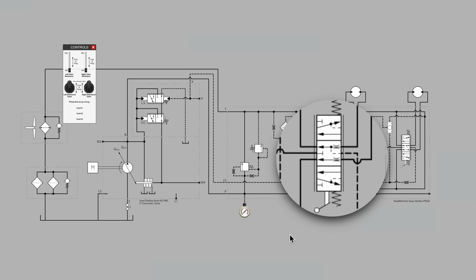The bars on each side of the directional control valve symbols let us know that these valves are proportional in nature, meaning that not only are they directional valves, they are also flow controlling valves so that we can have those two hydraulic motors turn at just the speed that we desire.